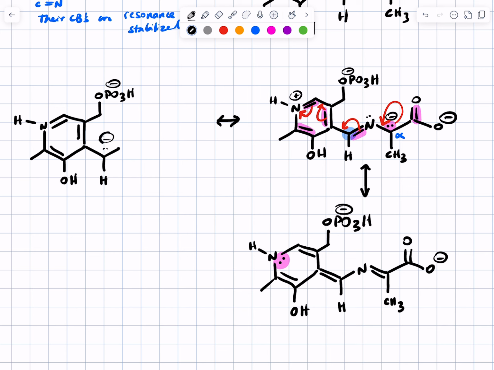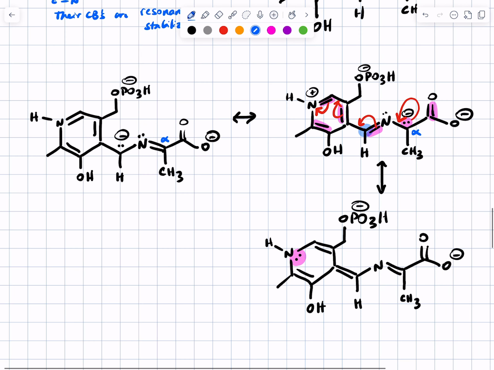Do you see how this is a valid resonance structure? Oh man, that eraser thing is kind of annoying. I thought it was good, but okay. So do you see how that's a valid resonance structure? That puts the lone pair on what used to be our carbonyl carbon.